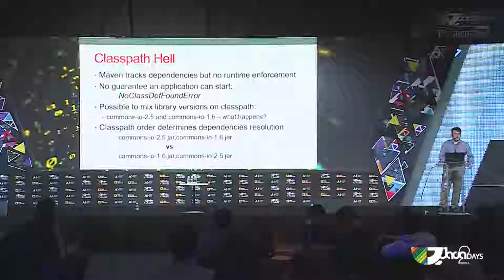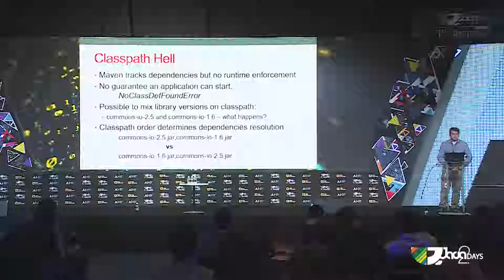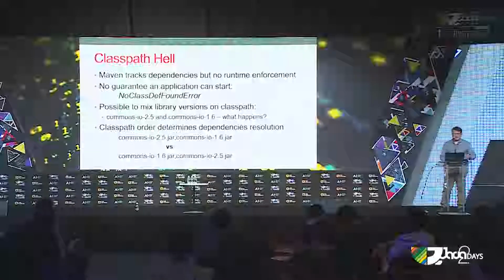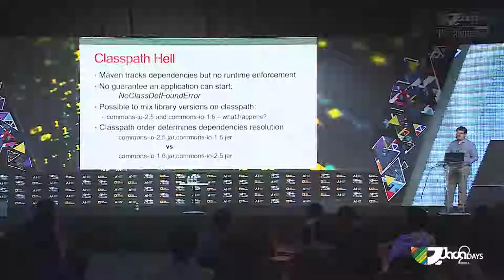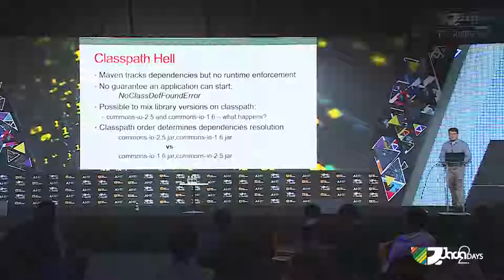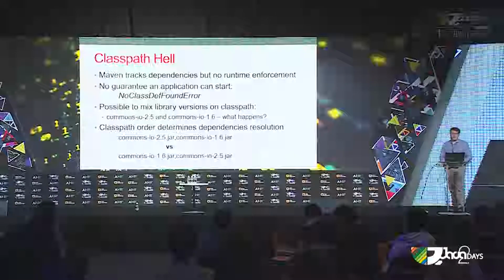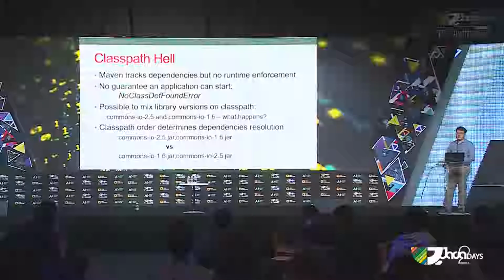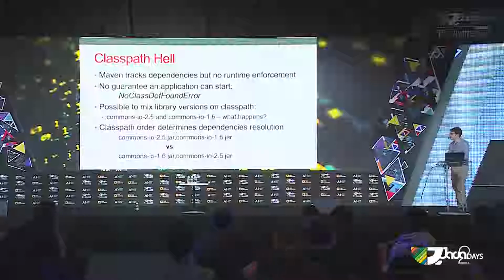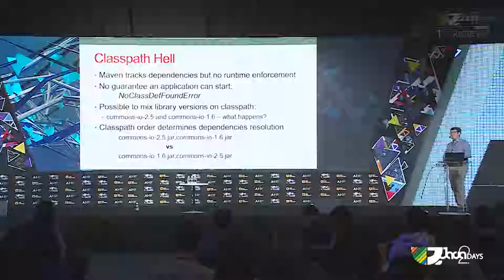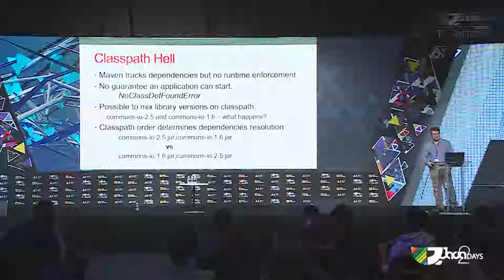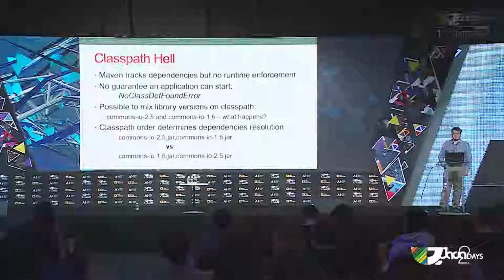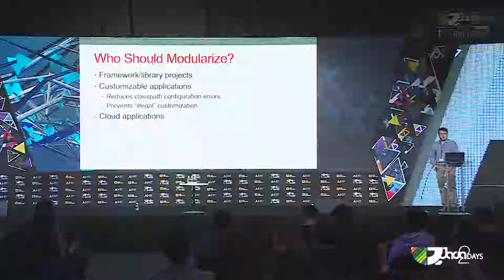It is possible right now on Java 8, if you're not using modularization, to mix library versions on the class path. So you could have two different developers or two different groups add different versions of the same library to the class path, and depending upon the order that they appear in the class path will determine which one actually gets loaded, and you can end up with those weird error messages: method not found or errors with class definitions. So that's one of the benefits of using modularization.